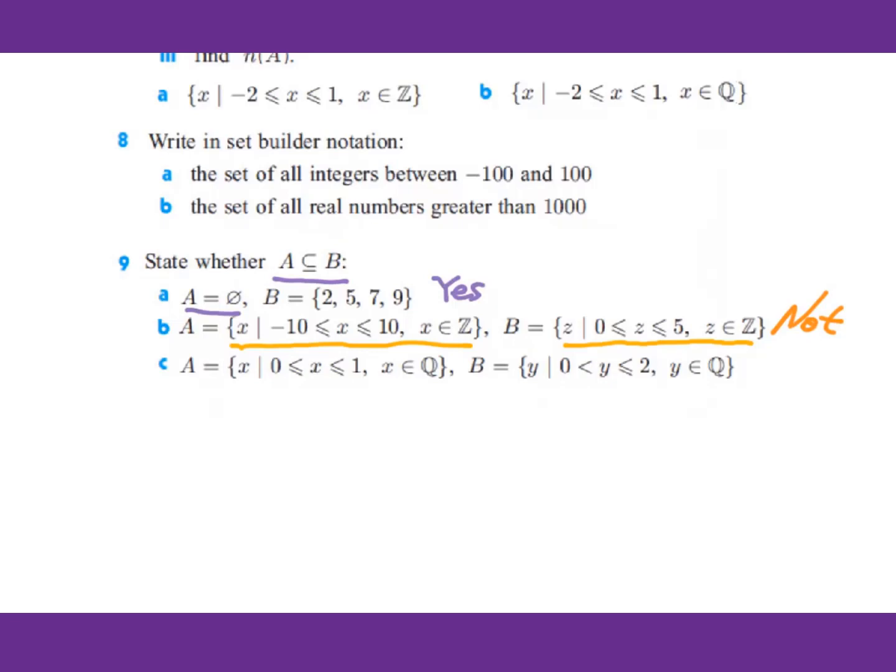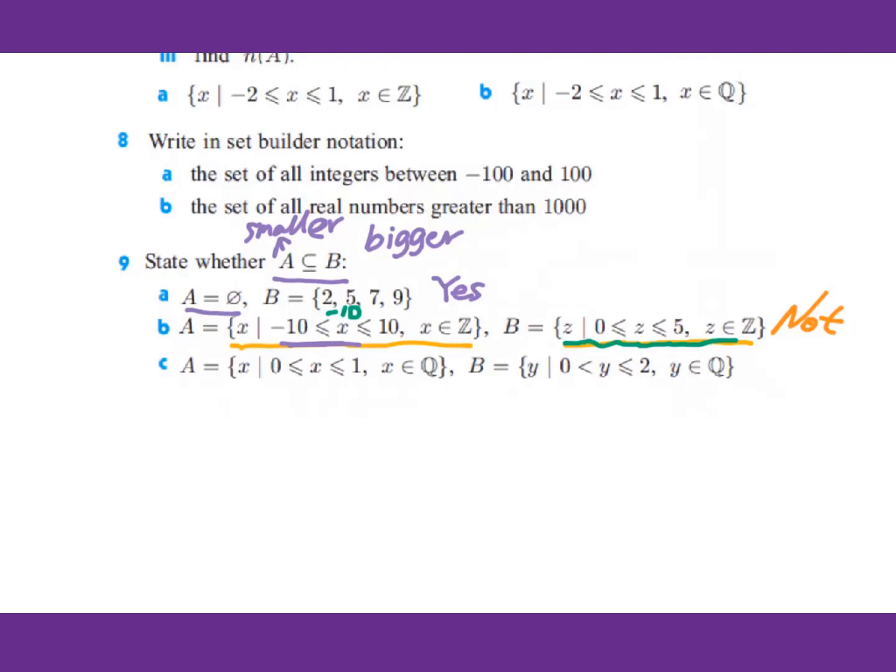First of all, remember A is a subset of B means A is smaller and B is a bigger set, because every element in A will be in B. For this A, you have -10. But -10 is not an element of set B. Let's go to C.